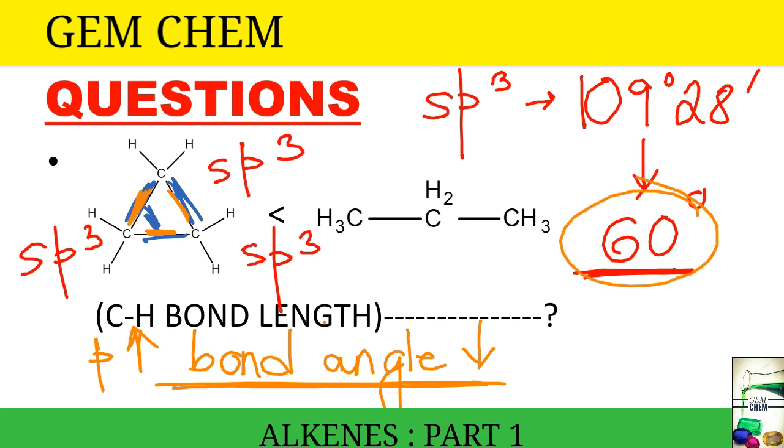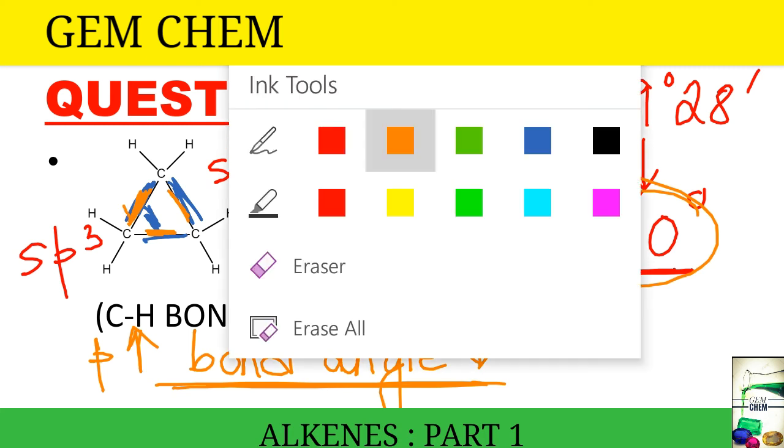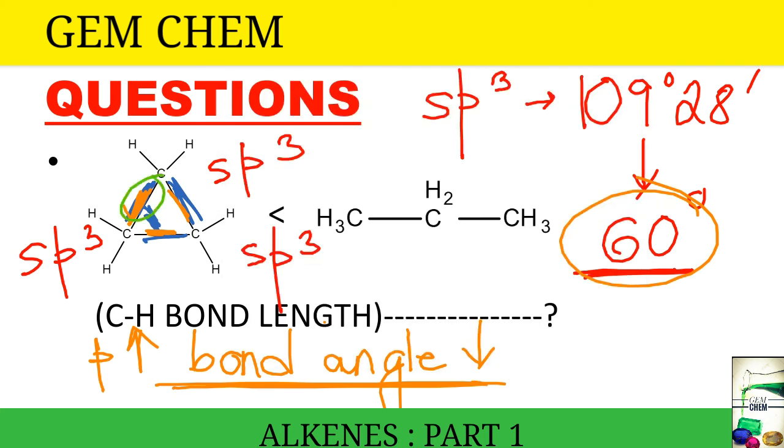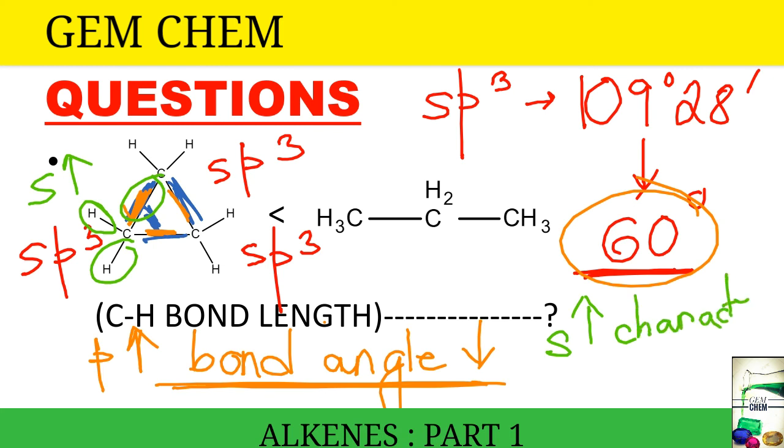So if this bond, that is the bond in front, will have more p character, that is the hybridized sp3 orbital will have more p character, the opposite one present in the carbon-hydrogen bonds will have more s character, and we know that more s character means what? More s character means lesser bond length. So lesser bond length means shortening of bond. So this is the reason.